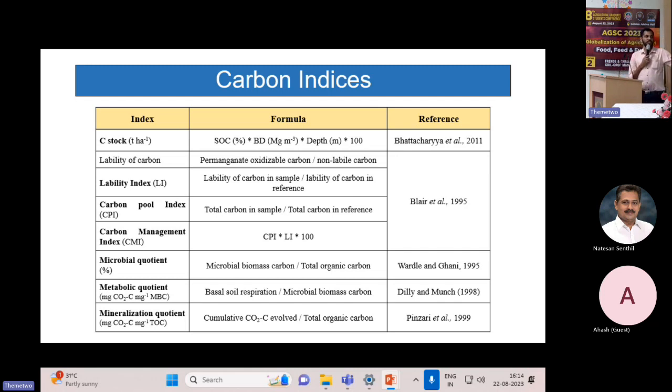Next is the microbial quotient, which is the ratio of microbial biomass carbon to the total organic carbon. Next, the metabolic quotient was taken from a respiration incubation experiment of 32 days, where the last 2 days of respiration were taken as the basal soil respiration. And finally, the mineralization quotient, which is the cumulative amount of carbon dioxide evolved from the respiration experiment relative to the total organic carbon.